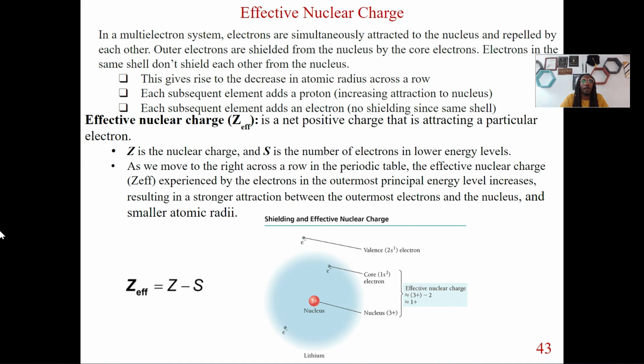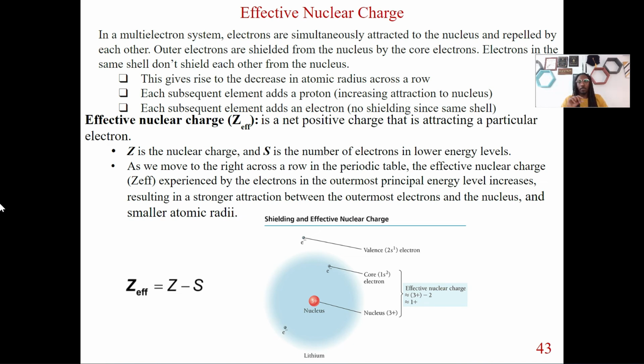So the technical definition of effective nuclear charge, or Zeff, if you see this symbol over here, is a net positive charge that is attracting a particular electron. Once again, a net positive charge that is attracting a particular electron. So if we look down here at the effective nuclear charge equation, Z is our nuclear charge, and S is the number of electrons in the lower energy levels.